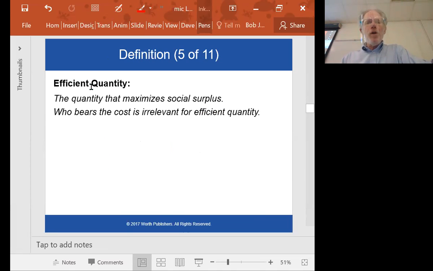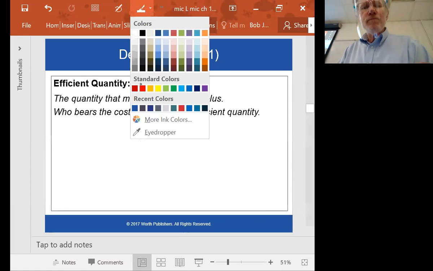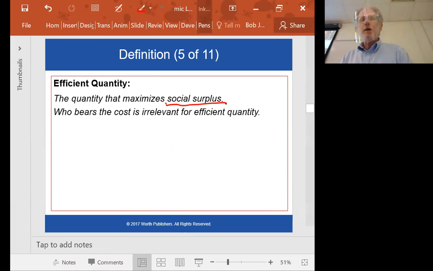When we talk about the efficient quantity, we mean the quantity that maximizes social surplus, where the social surplus is the consumer surplus plus the producer surplus plus the surplus that anyone else is getting. And with an externality, it's a negative surplus that others in the community are receiving. Okay. Notice when we talk about efficiency, we're not thinking about who's getting the gain. We're adding all those gains together.